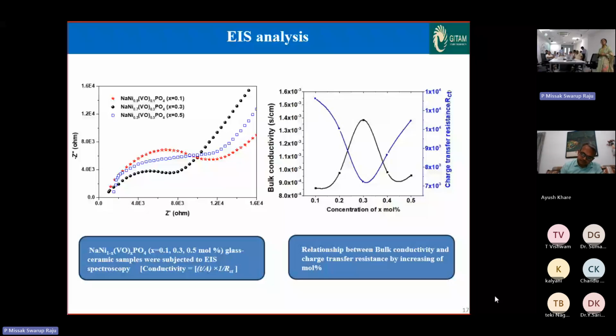The sample having the lowest charge transfer distance value also has the high bulk conductivity value. Taking this formula, the conductivity formula is P by A into 1 by RCT. So here X is equal to 0.3 is the best one. That sample has the lower distance value, so automatically the bulk conductivity value is also high for this best sample. Figure B shows the relation between the bulk conductivity and charge transfer distance value with the concentration of the different mole percentage values.